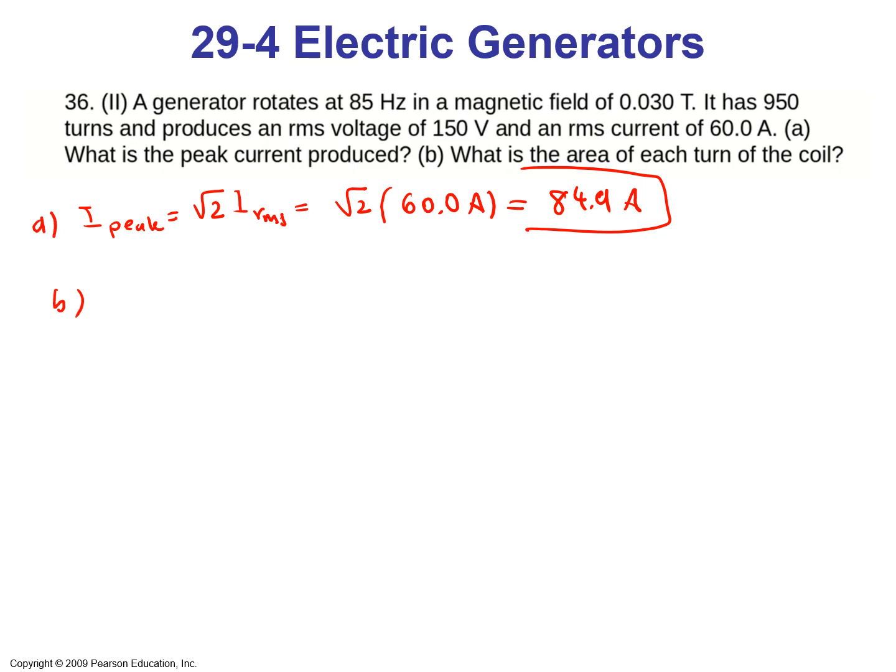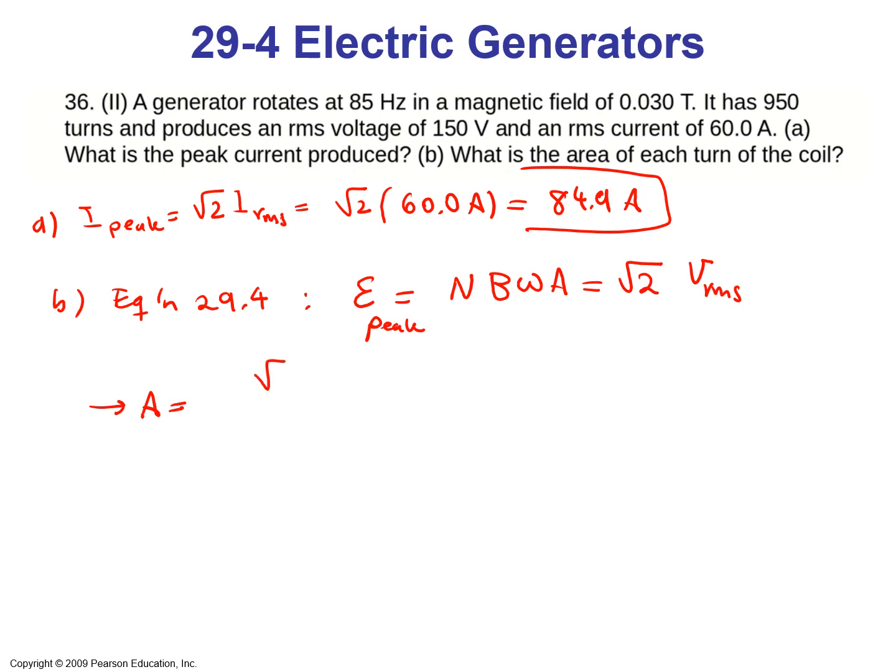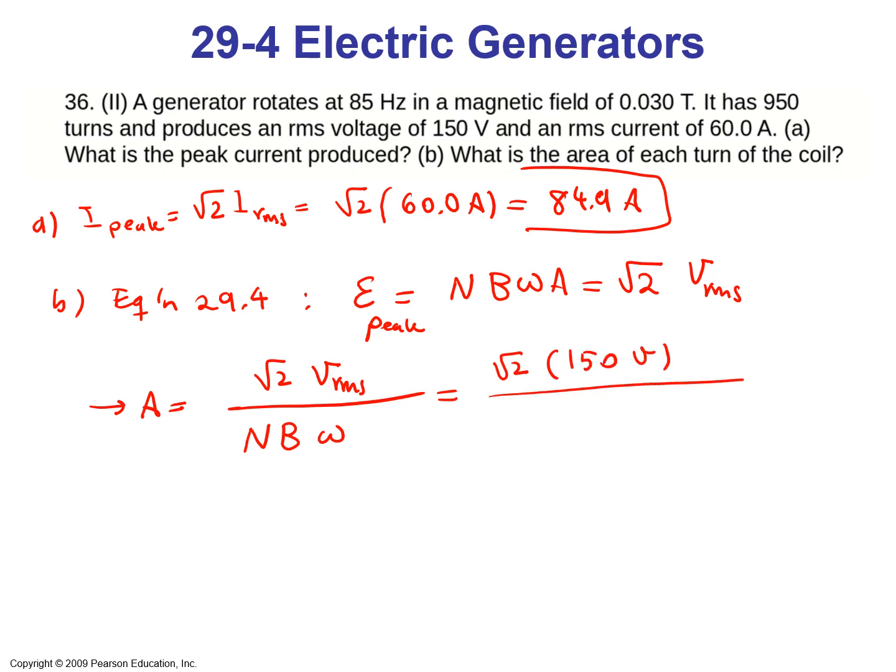asks for the area, and that can be found from equation 29.4. From the relation for EMF, the peak is equal to N B omega multiplied by A. That is equal to root 2 times the RMS value of the voltage. Solve it for the area as root 2 multiplied by RMS voltage divided by N B omega. Let's plug in the numbers.